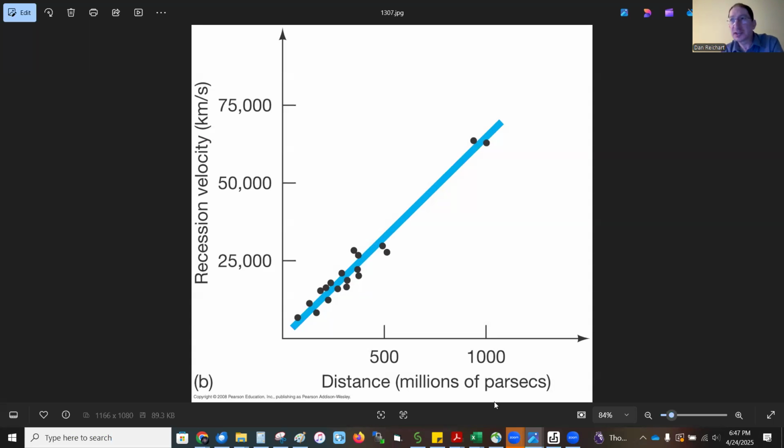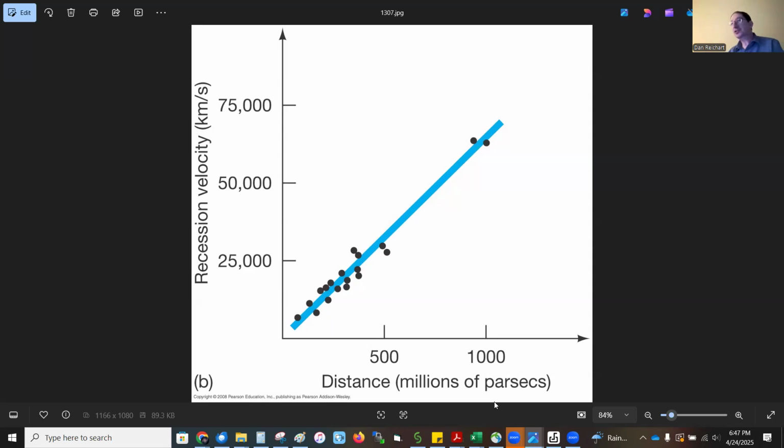So this is just a schematic, but on the x-axis, we have the distance away, measured by various techniques. That's the hard thing to measure, actually. And on the y-axis, we have the recessional speed, how fast it appears to be moving away. And there's a linear relationship. And this is called Hubble's law, and it's simply due to the expansion of space.